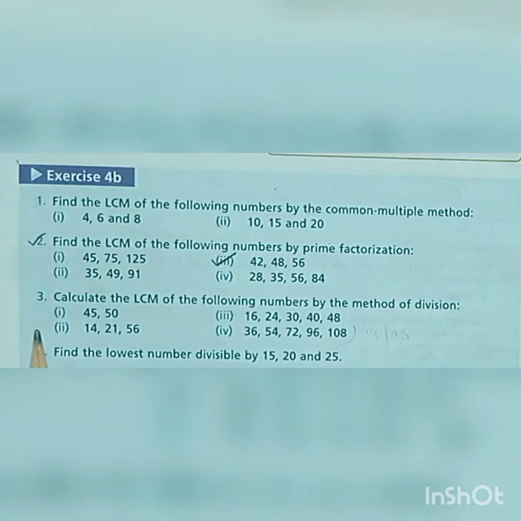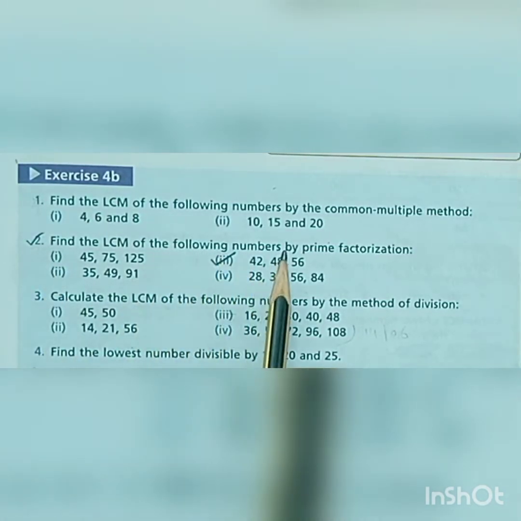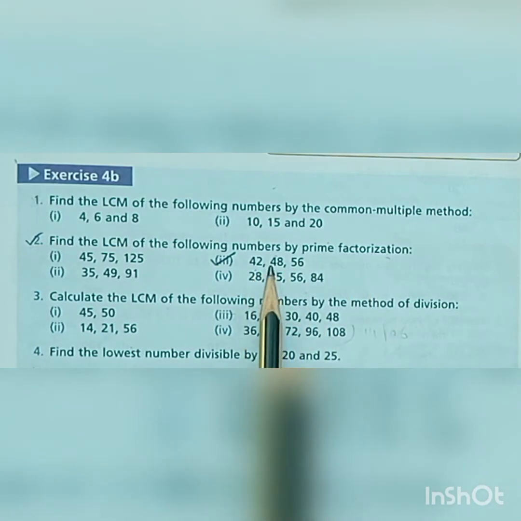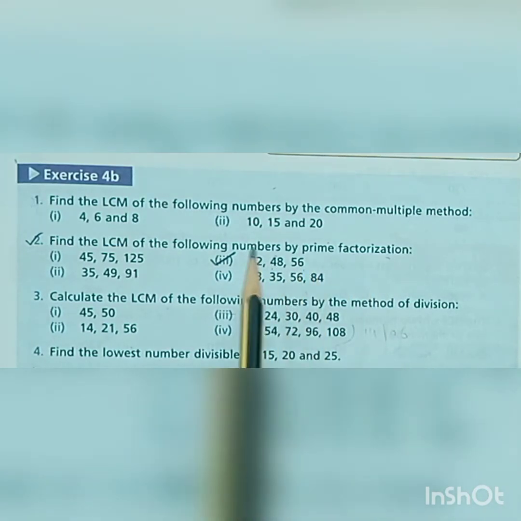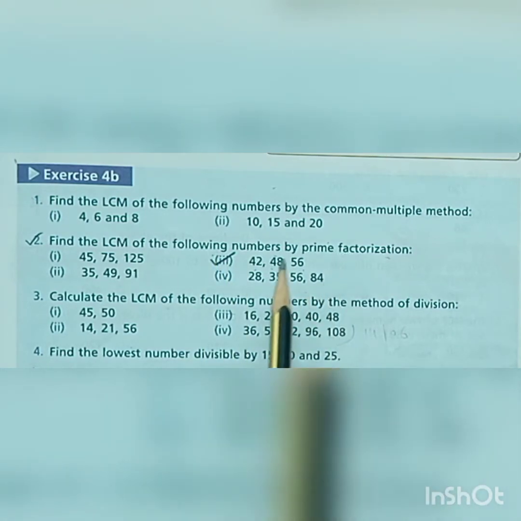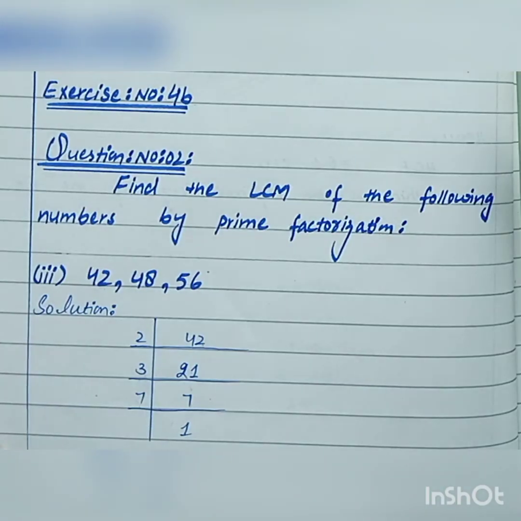Exercise number 4b, question number 2. Find the LCM of the following numbers by the prime factorization method. The question is 42, 48, 56. Follow the above example. By the prime factorization method, you have to find the LCM of these numbers. Find the prime factors of these values one by one.